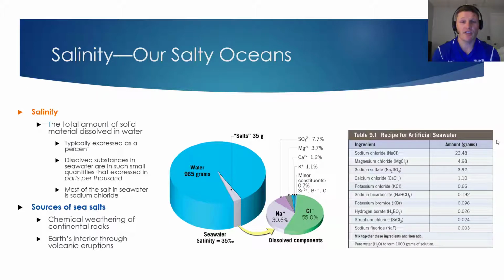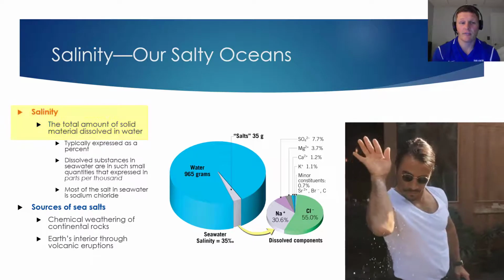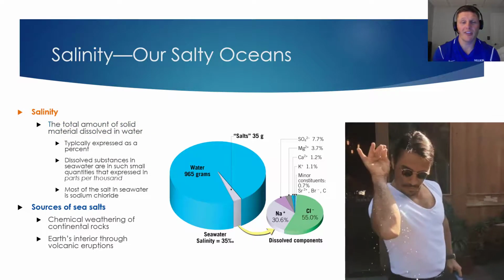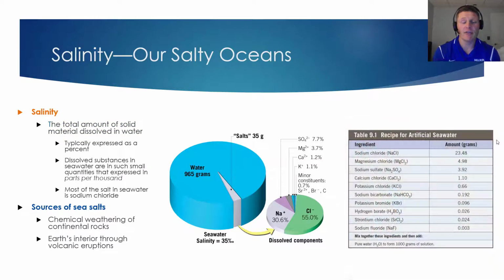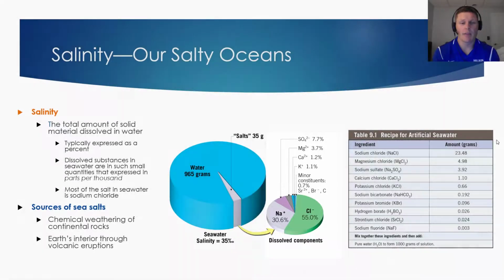Now let's shift our attention to salinity, which is defined as the total amount of solid material that's dissolved in water. Put simply, salinity is the saltiness of our oceans. We're most familiar with expressing things as percentages, and if you look at the breakdown of the dissolved components in ocean water, you will see those expressed as percentages. However, when we talk about the dissolved substances in seawater, we typically express those in parts per thousand.